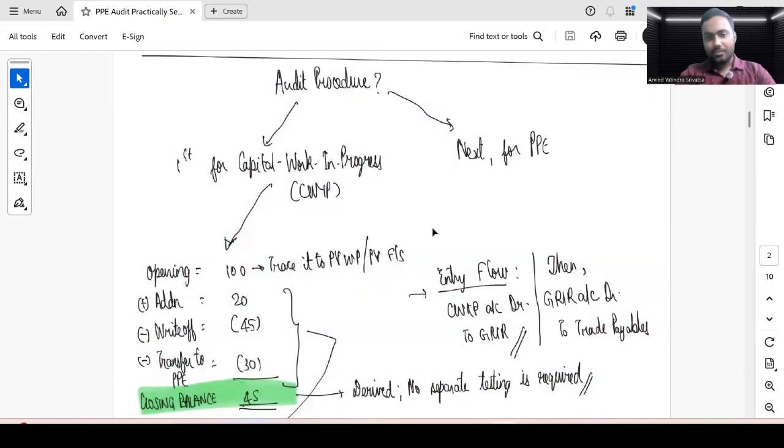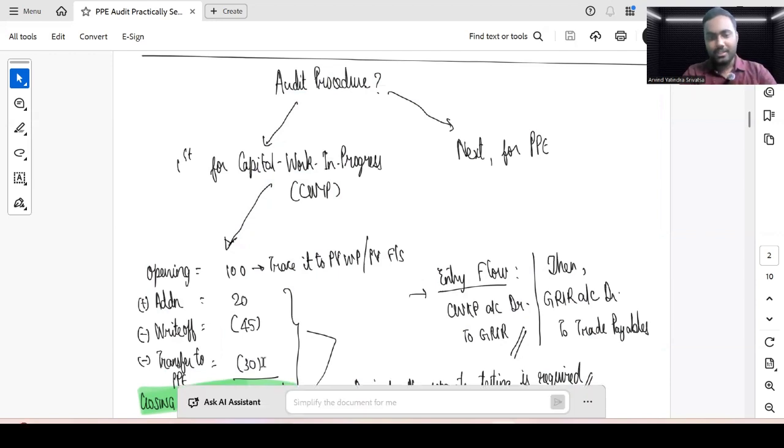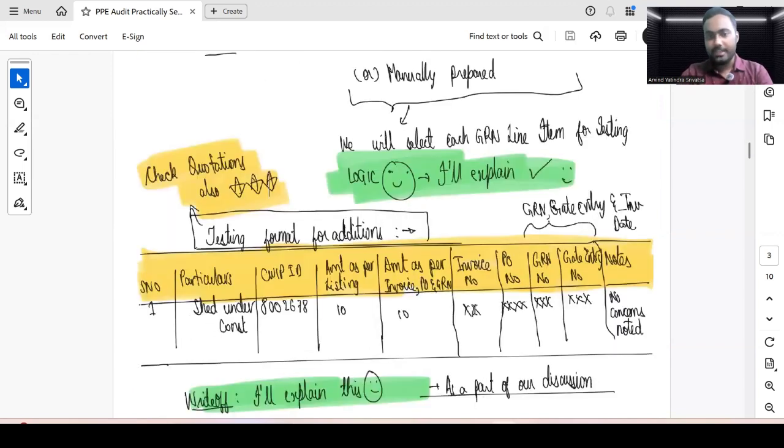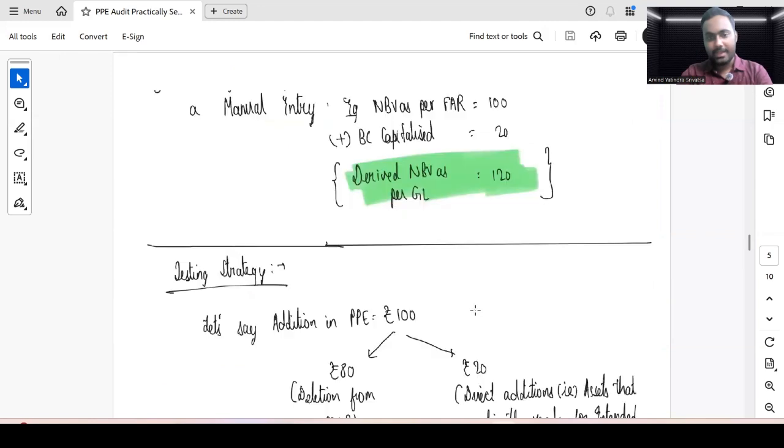So in both the cases, the 100 is already tested as a part of our prior year audit, and hence we are just ensuring the tracing of the same. And the 10 is already being tested as a part of our CWIP additions. That is what is ideally getting removed. So you don't need to do a separate testing for transfer to PPE, guys. I hope you understood this, because this transfer out is happening from the numbers which you have already tested. So we don't need to do a separate testing for the transfer out. I hope this is very clear, guys. Just coming down again to this place.